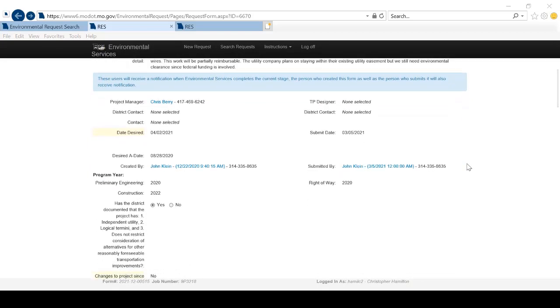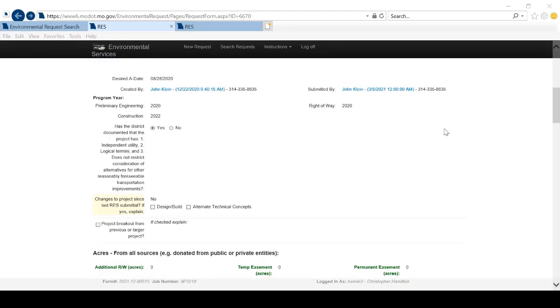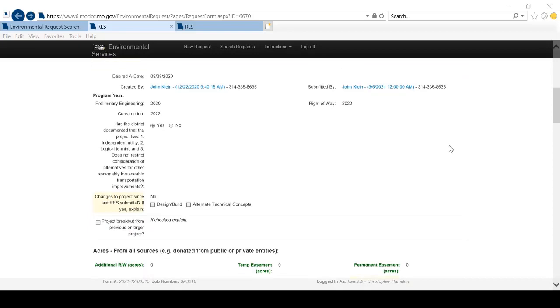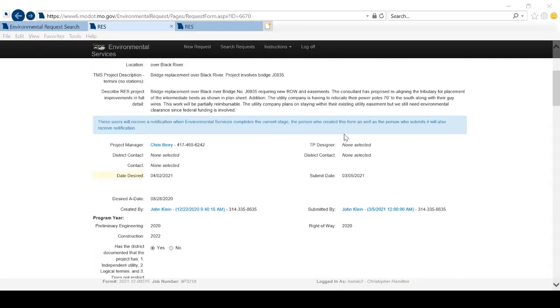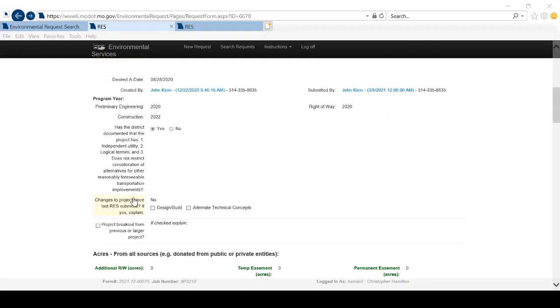And as we advance down through here, we have project manager information, and then who created this RES specifically. As the RES progresses, we'll have this area right here, changes to the project since the last RES submittal. And the person who fills this out has the option to check yes or no. If they check no, that means that nothing has changed and we can continue on to the next thing.